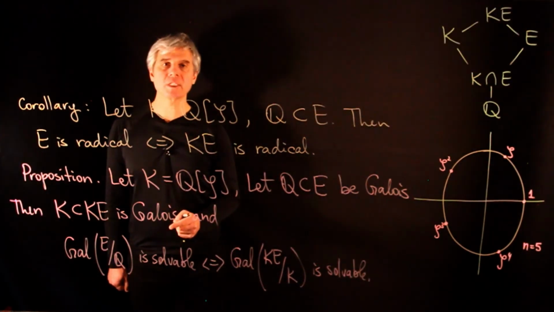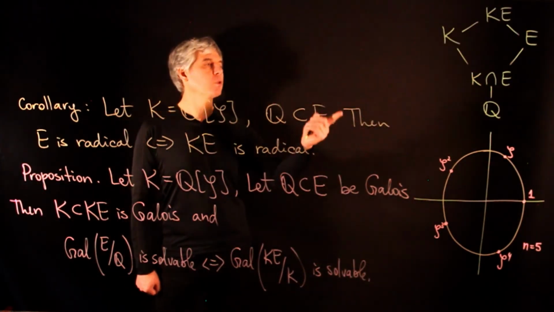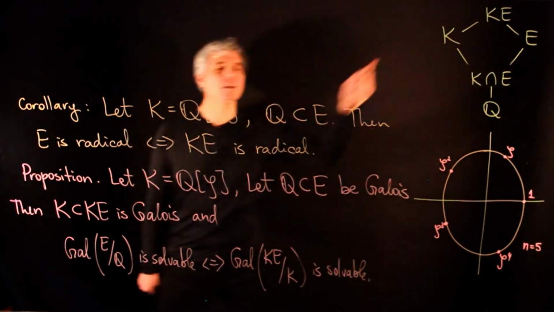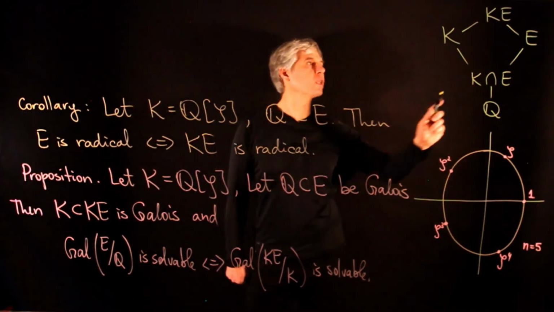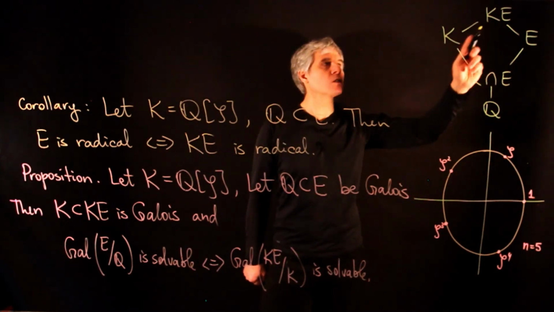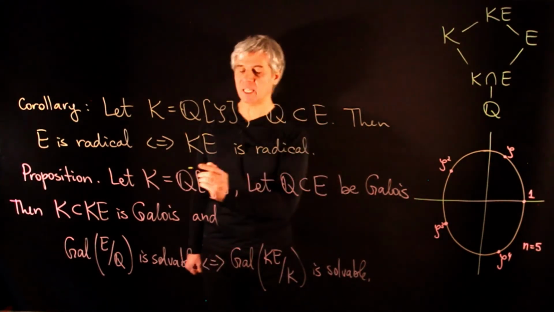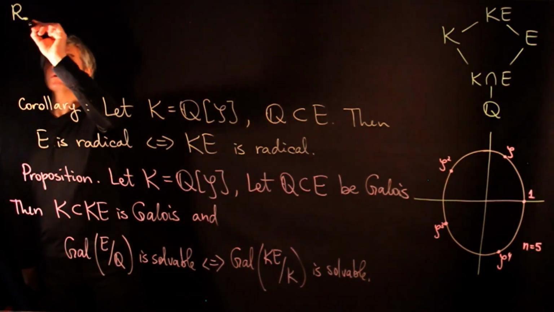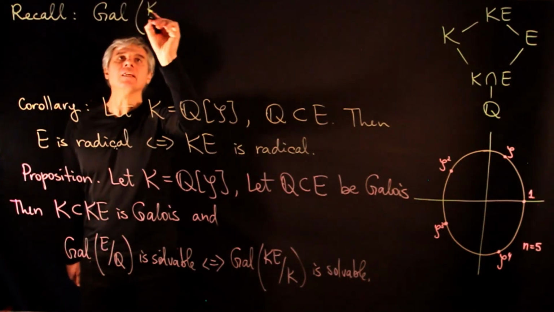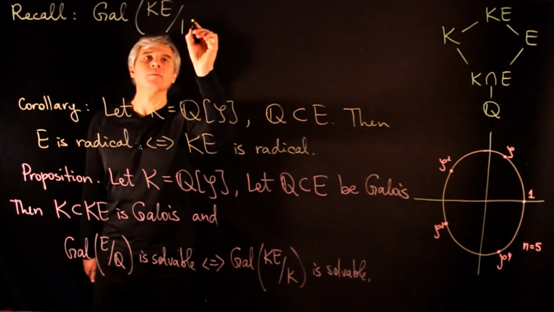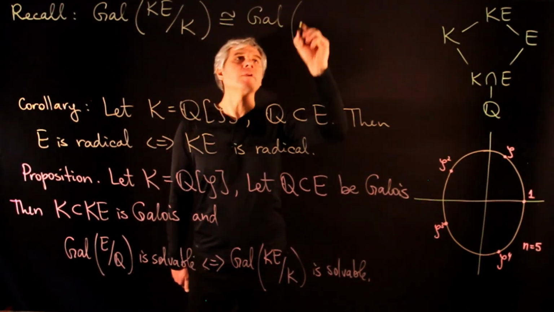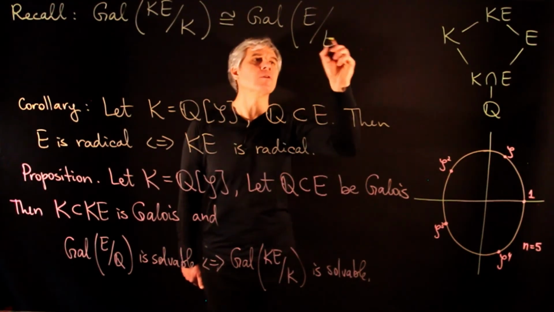To prove this proposition, we recall two results that we have already established in this course. The first result concerns this diagram of fields. We already proved that if the extension E is Galois, then KE is Galois over K for any field K. And so we recall that the Galois group of KE over K is in fact isomorphic to the Galois group of E over the intersection of E with K.